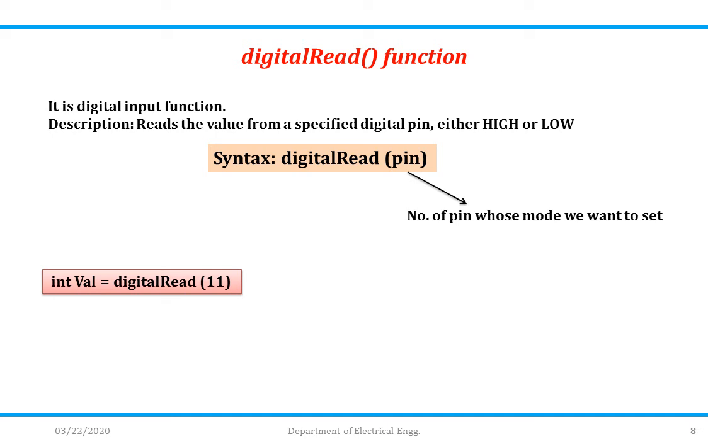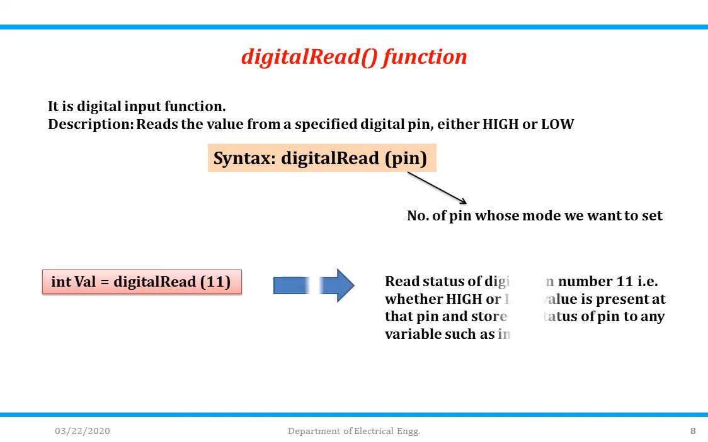For example, int val = digitalRead(11). This reads the status of digital pin number 11, that is whether a high or a low signal is present at this pin, and whatever the result is, it is stored in the variable val. This variable is of type integer.